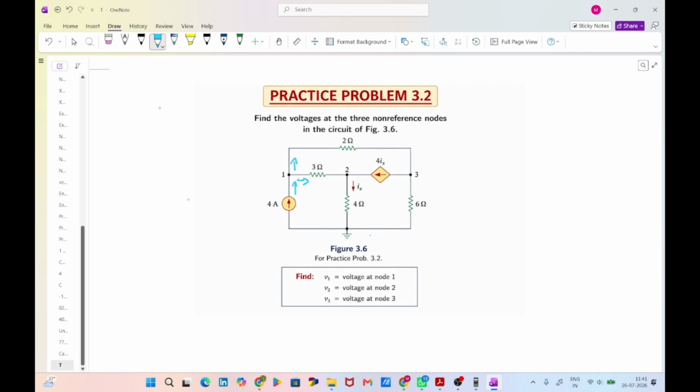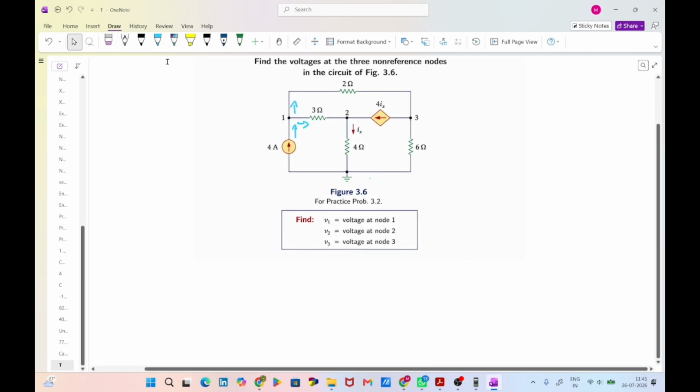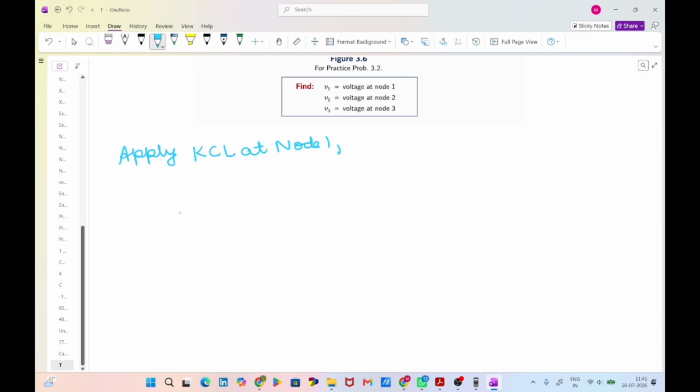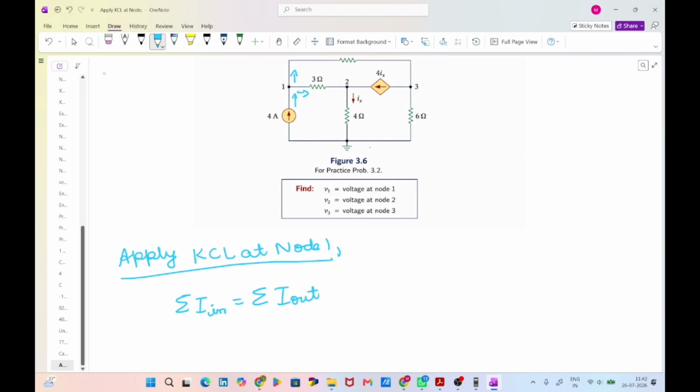I will slightly move this above. Let us apply KCL at node 1. We know that KCL states that the sum of current entering the node is equal to the sum of current leaving the node. The current entering is 4 amps.